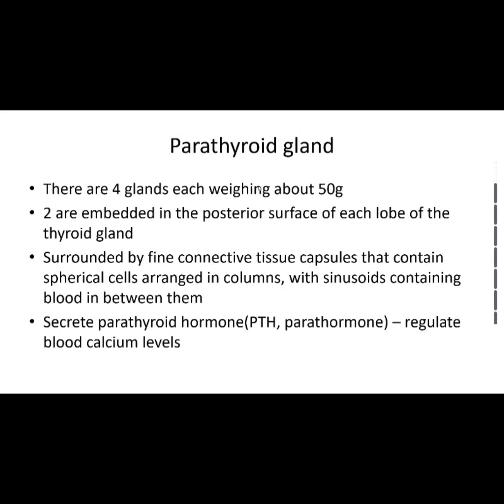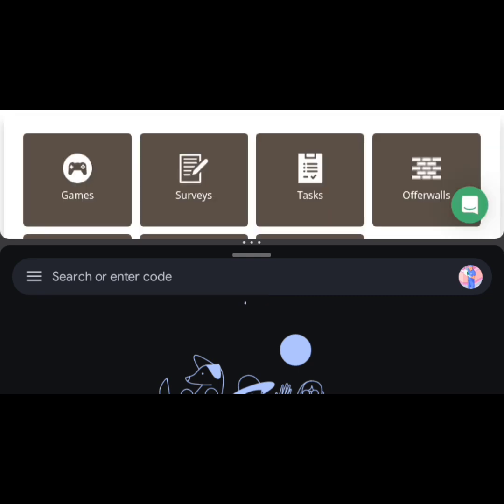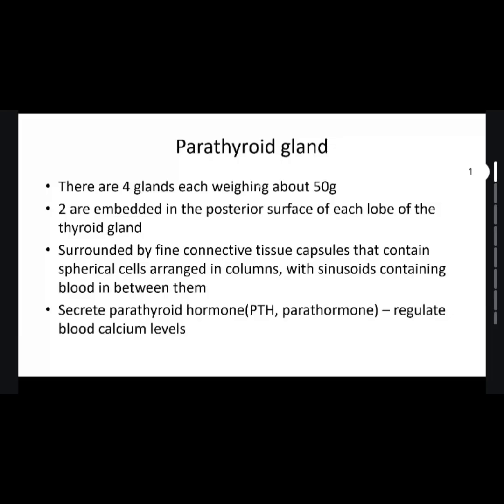So there are 4 glands weighing around 50 grams. 2 of each are embedded in the posterior surface of each lobe of the thyroid gland, surrounded by a fine connective tissue capsule that contains spherical cells arranged in columns with sinusoids containing blood in between them. As I had already said, they secrete parathyroid hormone, PTH, or you can call it parathormone, which regulates blood calcium levels together with calcitonin.